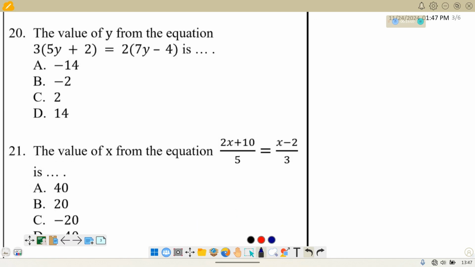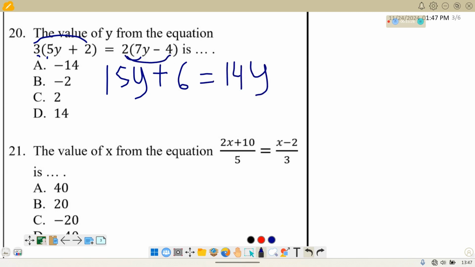The value of y from the equation. So please do the distributive law. 3 times 5y equals 15y, plus 3 times 2 equals 6, equals 2 times 7y equals 14y. 2 times negative 4 becomes negative 8. And then we're going to cancel positive 6.